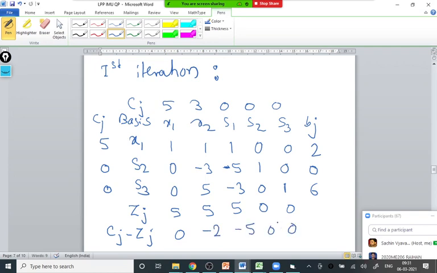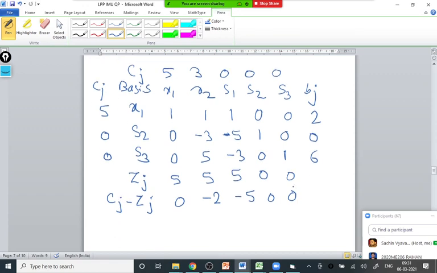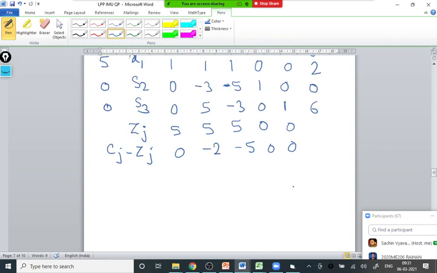You'll observe the best part occurred here: Cj minus Zj's are less than or equal to 0. That is the best thing for us because it indicates that there is no need of further transformation. We have to stop the iteration, and we got the maximum value of Z here only. So we can say thus, Cj minus Zj less than or equal to 0. Therefore, we stop the iterations.